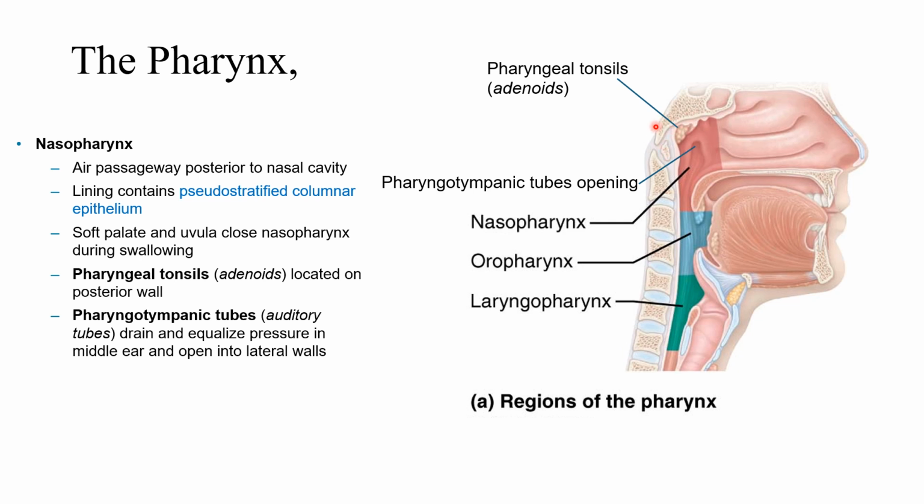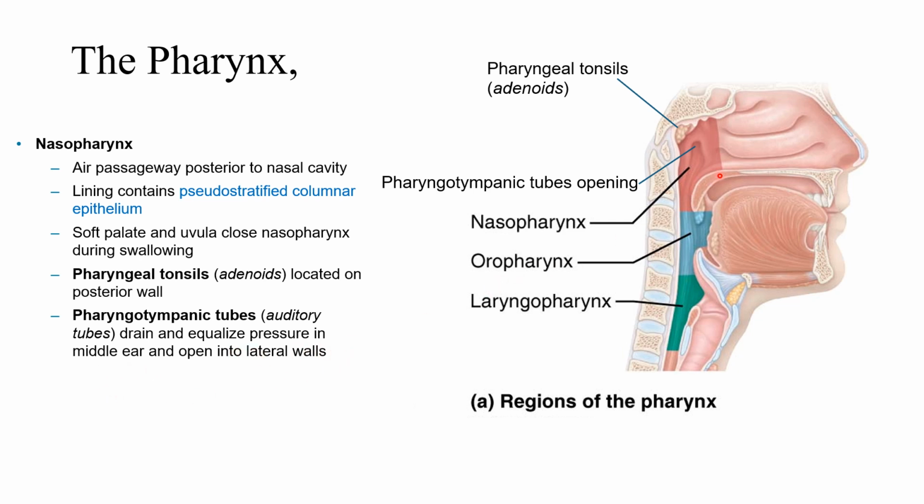Many times young children get inflammation of the adenoids, and then they have to be removed. So this is where they are located. Then there is another tonsil around here. Then this is the opening known as the pharyngotympanic opening, and this connects the pharynx to the middle ear cavity, and it equalizes the pressure in the middle ear.